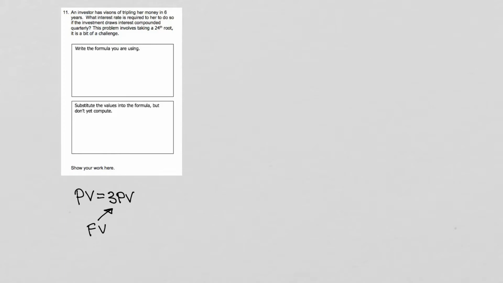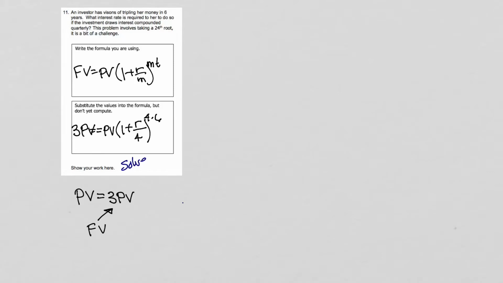So let's write our standard formula here. We're going to have that the future value is equal to the present value times 1 plus r over m to the mt. And now let's substitute in our values. For future value, we're going to have 3 times the present value. That's equal to the present value times 1 plus, now the interest rate is r. That's what we don't know. We're trying to find that out. But we're going to compound quarterly, 4 times a year, and then 4 times, now 6 years, we'll have 4 times 6. And then our problem is to solve this equation for r.